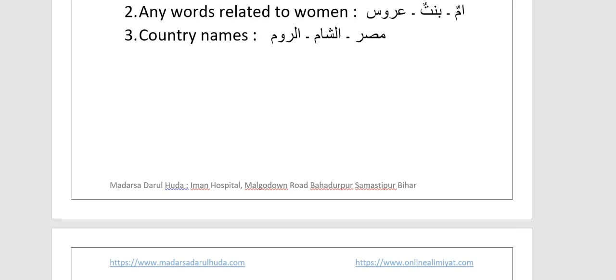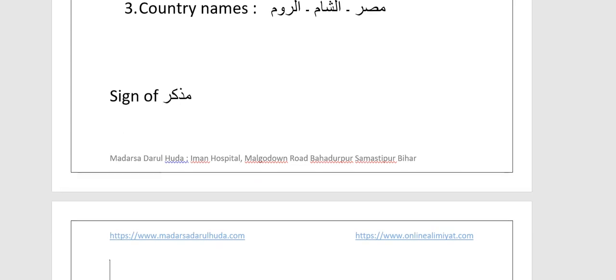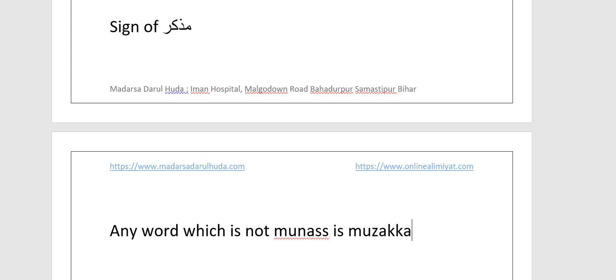Now see, what about the sign of muzakkar? What are the signs of muzakkar? So there are no actual signs of muzakkar. Any word which is not muannas is muzakkar. That's it. Any word which is not muannas is muzakkar.